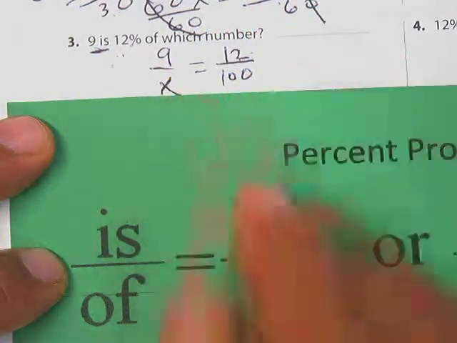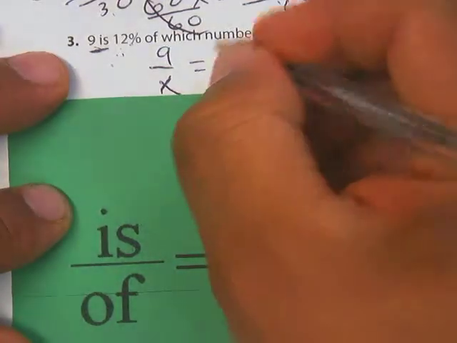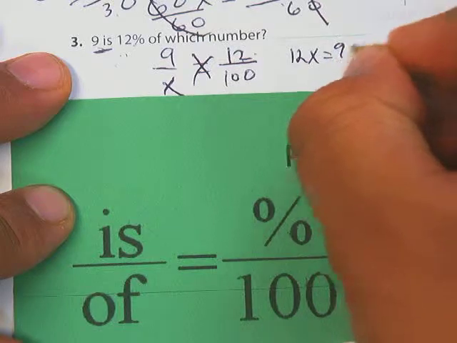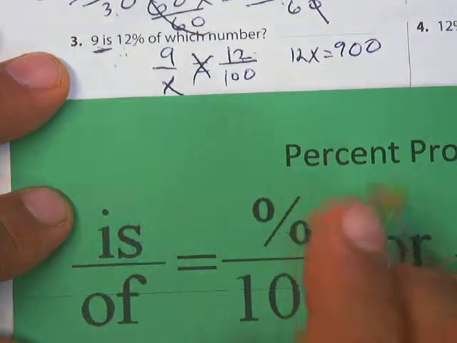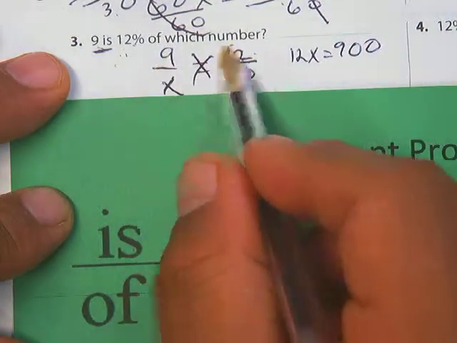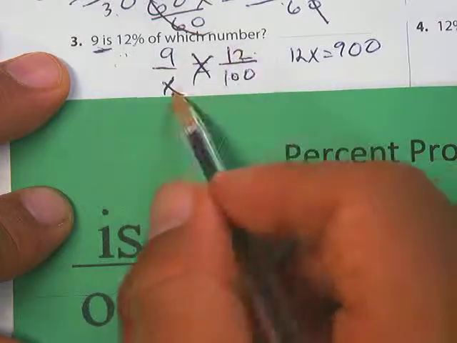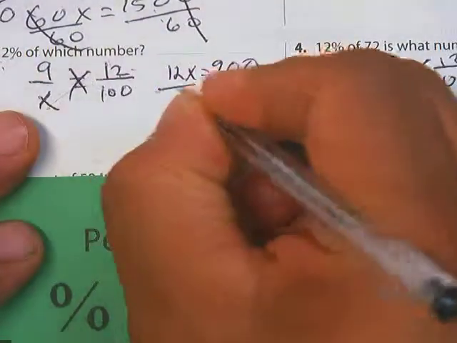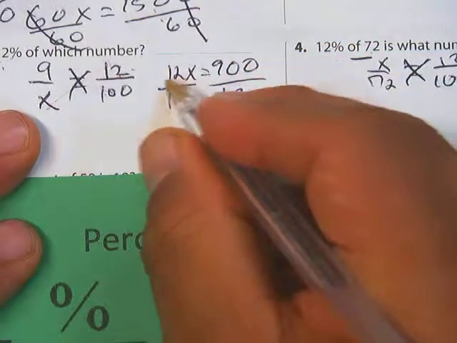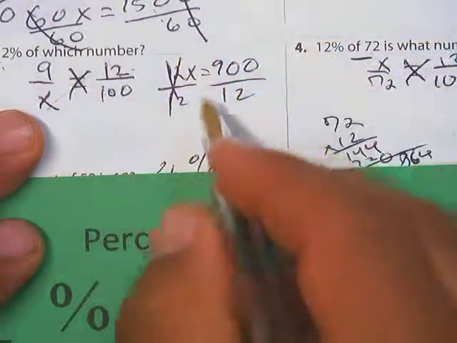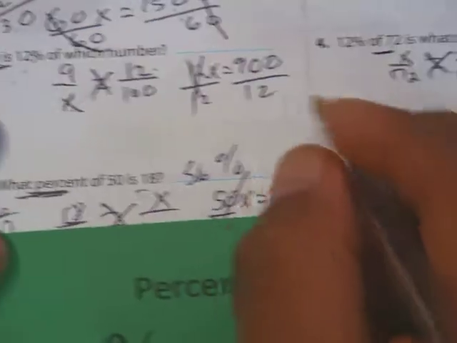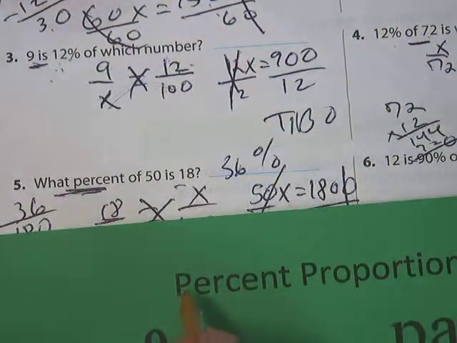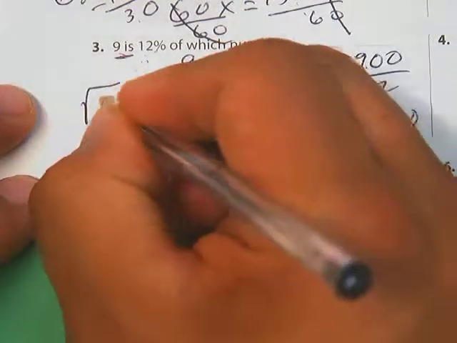So then put a 12. And then 9 is on top. So we're going to put 9. And then we put an x. Okay. And so we cross multiply and we get 12x equals 900. All I did was cross multiply this way and this way. And so now this is multiplication. We undo multiplication by dividing by whatever's next to the x or the variable.